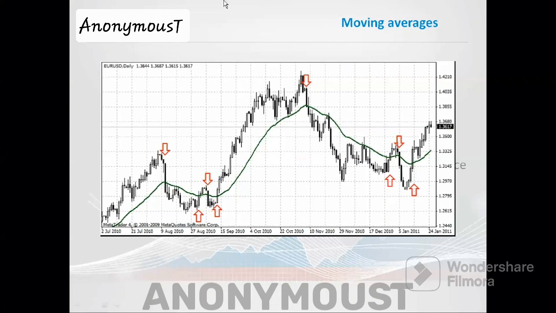When you see a candle cutting the moving average from above and the closing of the candle is below the moving average, then it is a sell call. So this is how a simple moving average works.